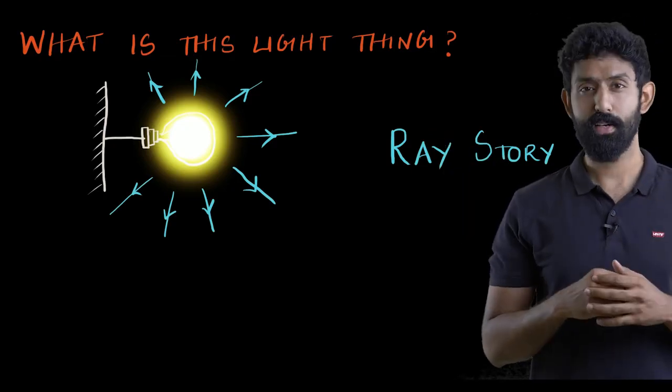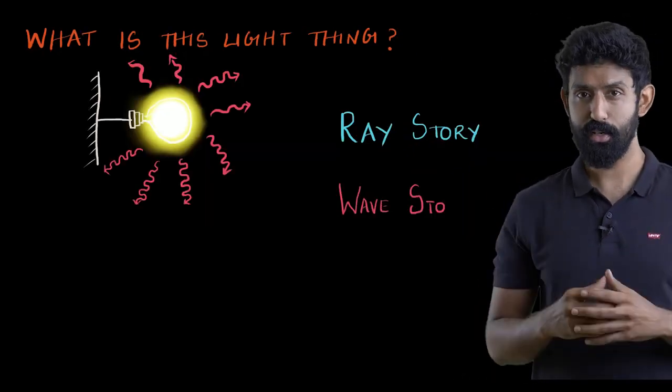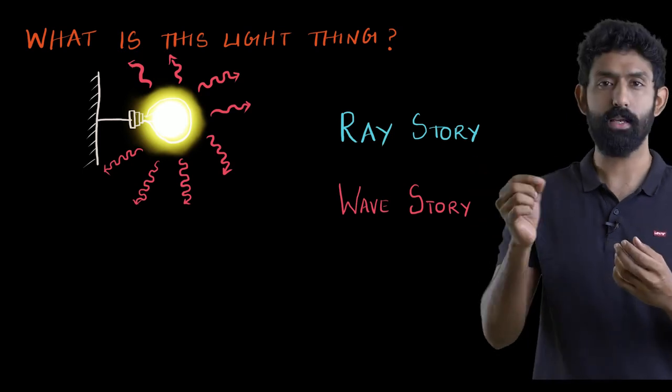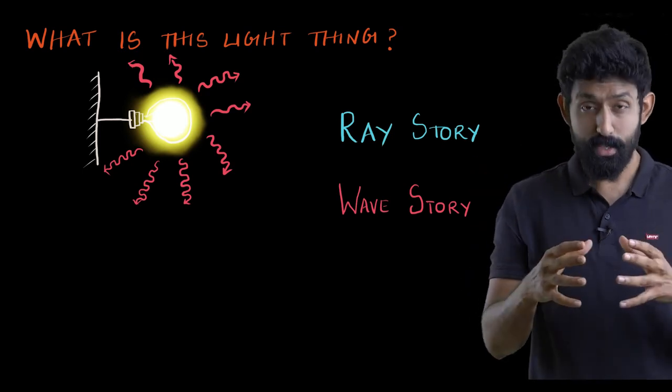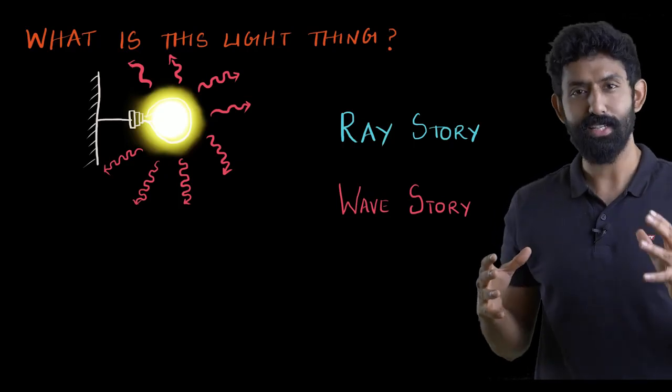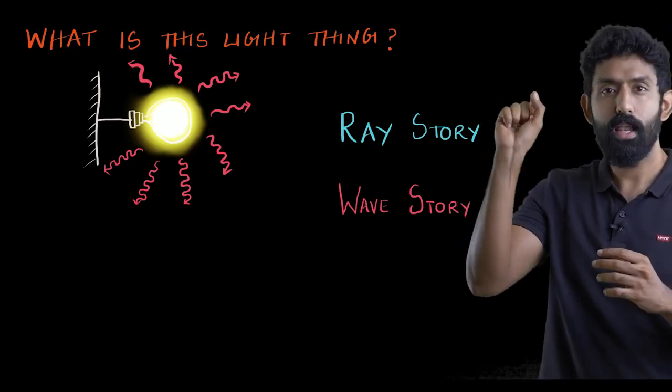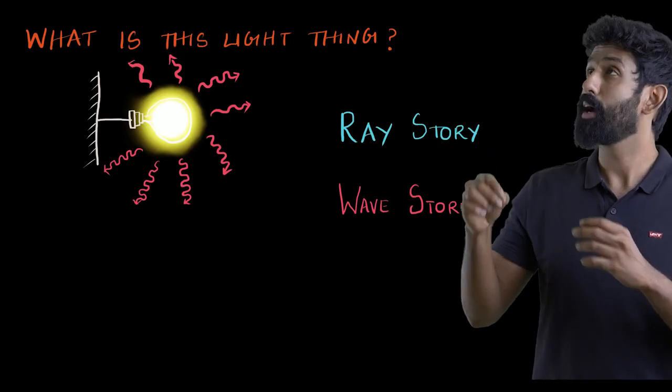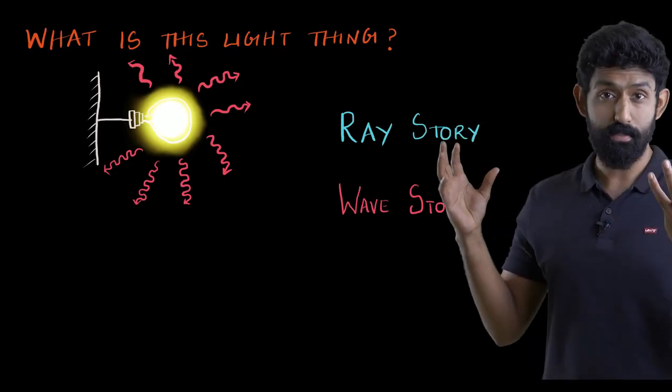That's the ray story. The second story is what we call the wave story. The wave story is that light's basically like if you drop a pebble in water, you see little ripples going. Light's like that. So the bulb is basically like that point where you dropped the pebble, and then waves come out of that.